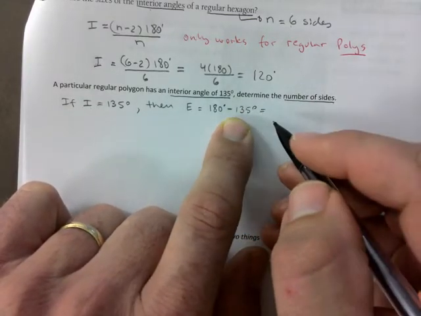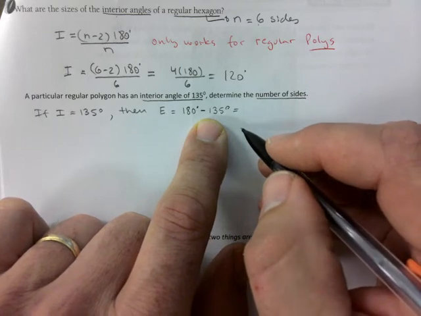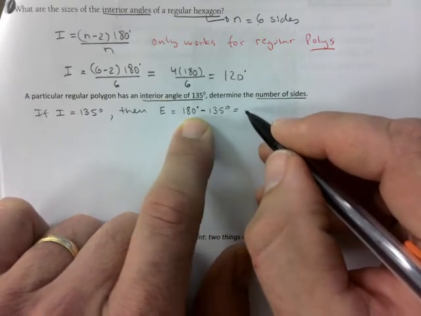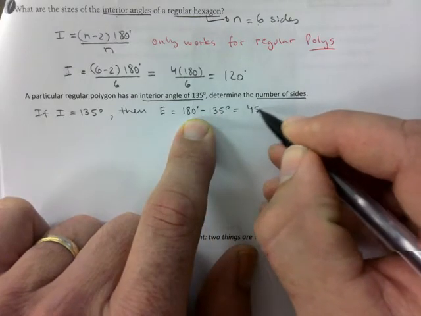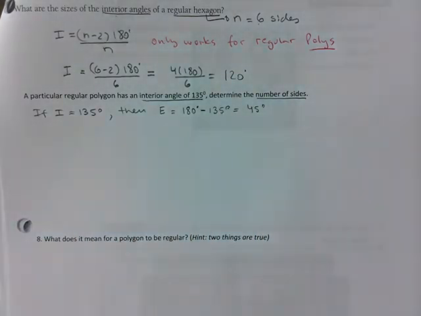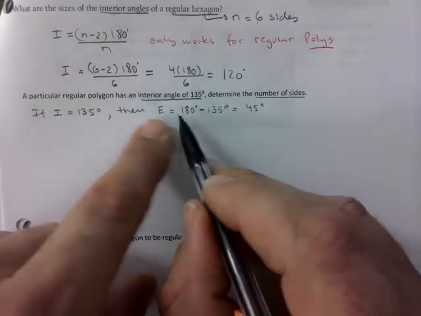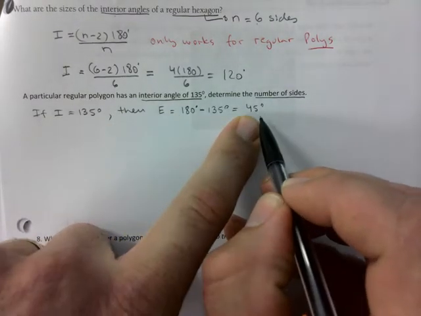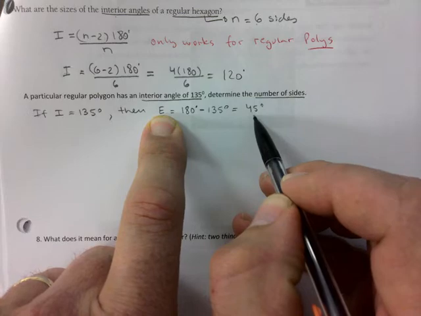And what is the answer to this one? Mental math. It's a little too high. 45, right? Because you need 45 to get to 180. And why am I doing this? Well, because I just showed you, once you have the exterior angle, you are able to find the number of sides.